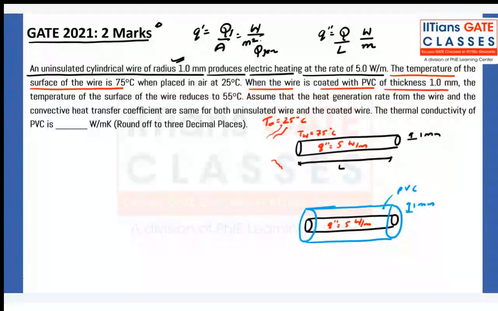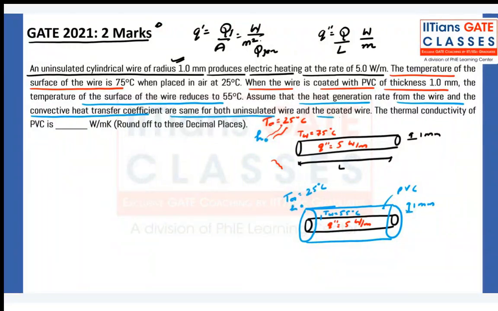Now you need to understand the question first. Then only you will be able to solve this. Because of this coating, the surface of the wire reduces to 55. Surface of the wire, not after insulation. This wall surface is reduced to 55 degrees Celsius. Assume that the heat generation rate from the wire and the convective heat transfer coefficient will remain the same. So heat generation is the same, T infinity is 25 degrees Celsius, and the heat transfer coefficient is also the same for both uninsulated and coated wire. I need to find out the thermal conductivity of this insulating material, which is PVC. This is what I need to find out.